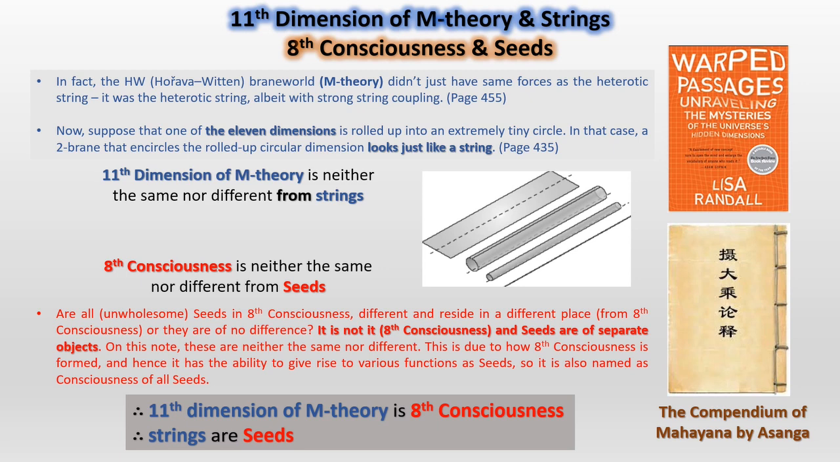According to the Compendium of the Mahayana by Asanga, are all seeds in the 8th consciousness different and reside in different places, or are they of no difference? It is not so, and the 8th consciousness and seeds are not separate objects. On this note, these are neither the same nor different. This is due to how the 8th consciousness is formed, and hence it has the ability to give rise to various functions as seeds, so it is also named the consciousness of all seeds. So, the eighth consciousness and seeds are also neither the same nor different. Therefore, it is no coincidence that the 11th dimension of M-theory is the eighth consciousness whereas strings are seeds.